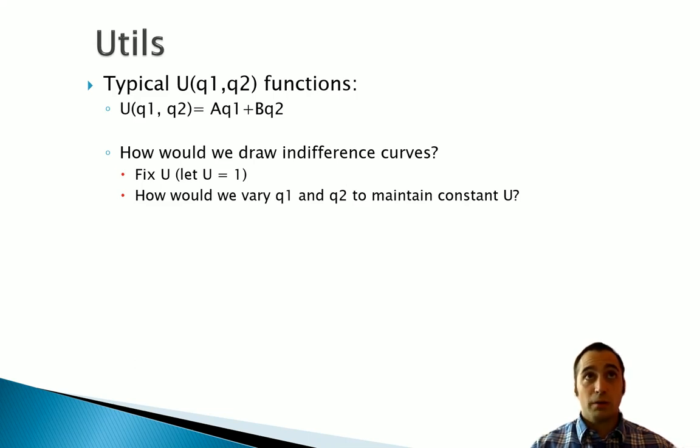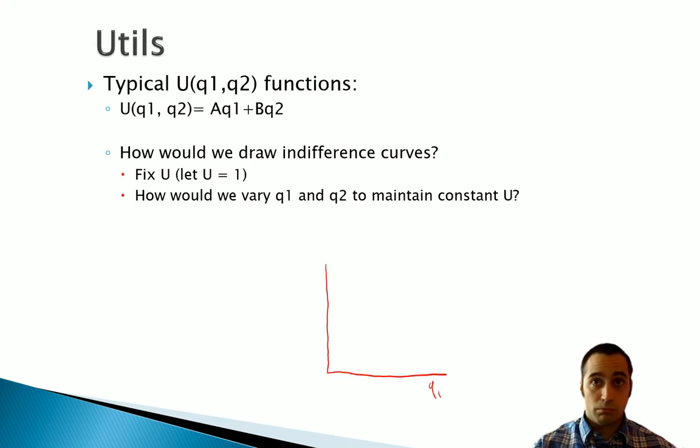The first one looks like this. Let our utility be a function of q1 and q2 such that it equals some number, call it a, times q1 plus some number, call it b, times q2. First off, how would we draw indifference curves for this function? That is, fix your utility, let utility equal 1 for starters. How would we vary q1 and q2 in order to maintain a constant utility? Spend a moment on your own and figure out what these utility curves would look like.